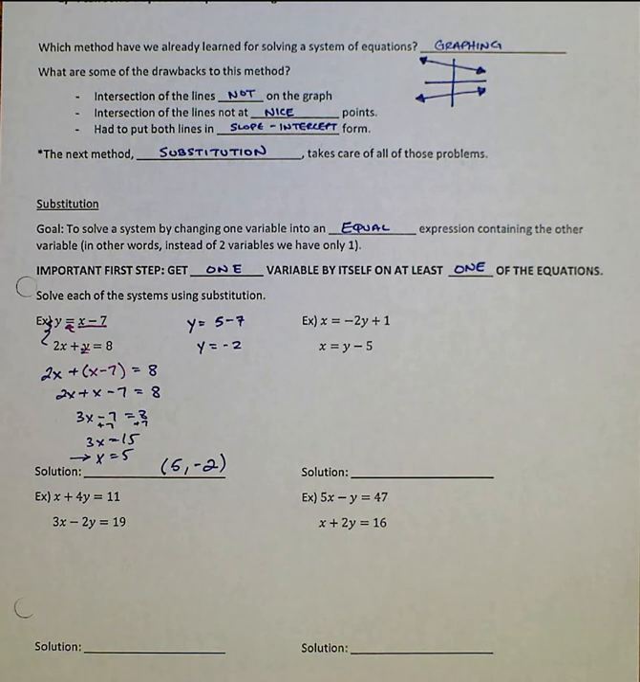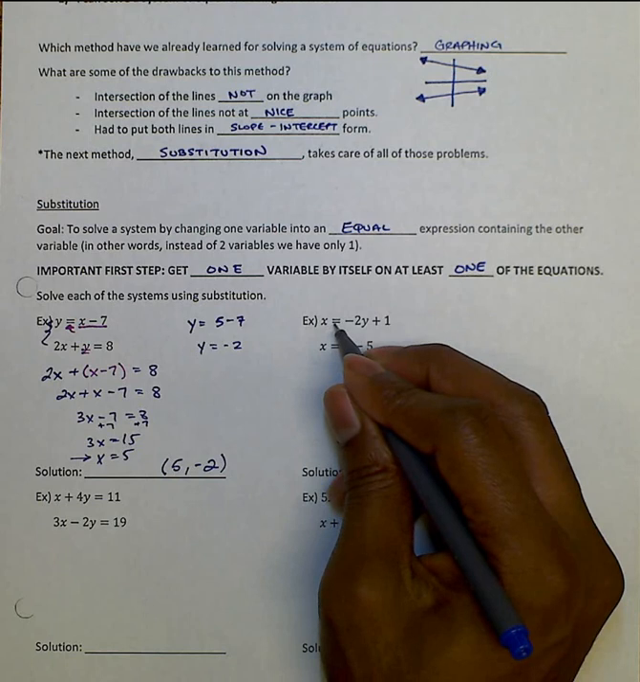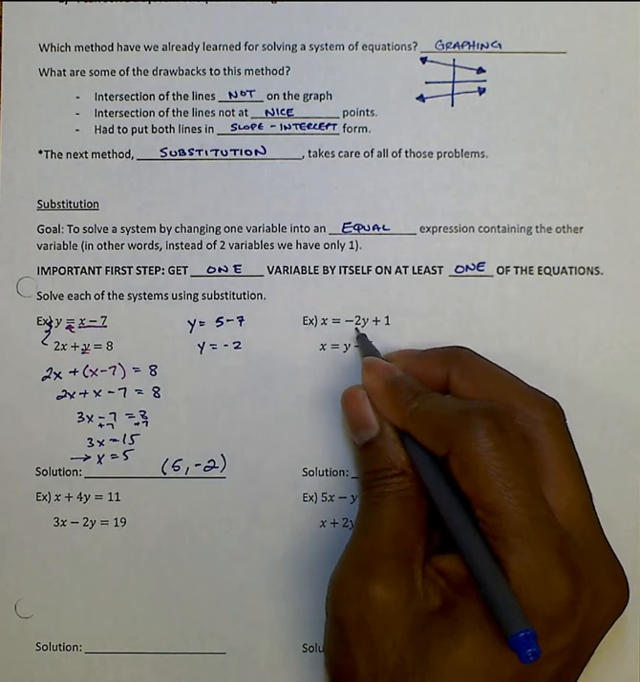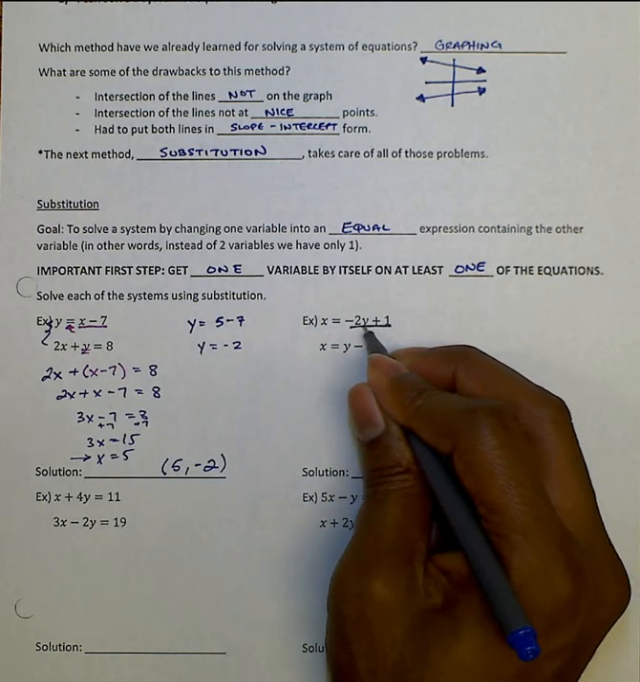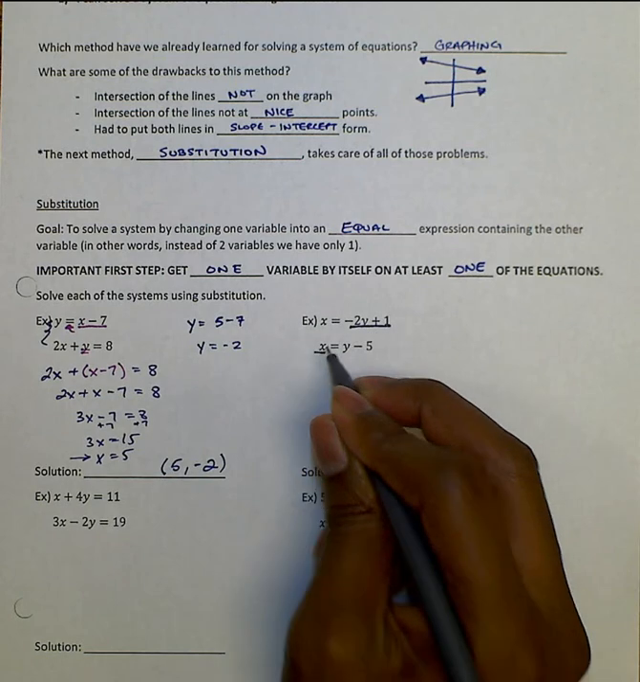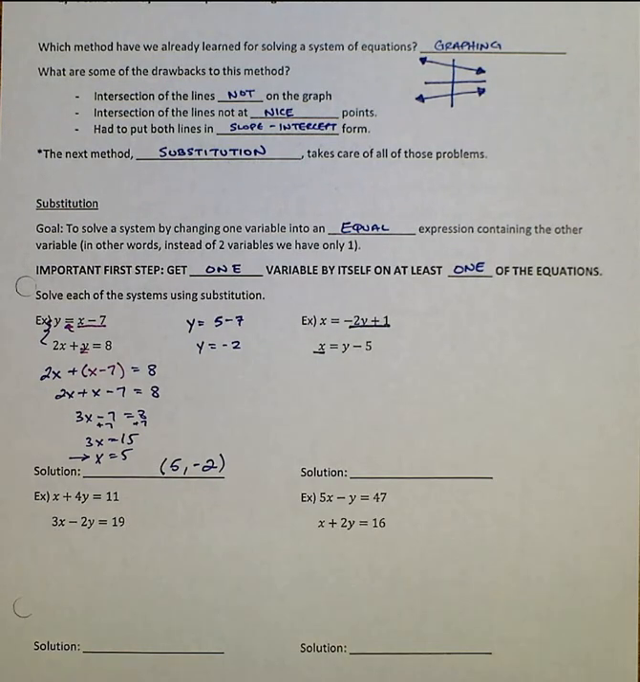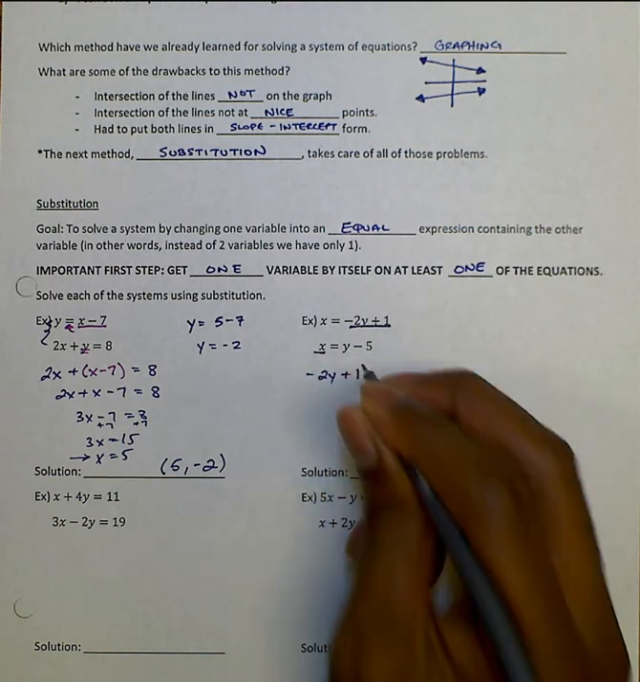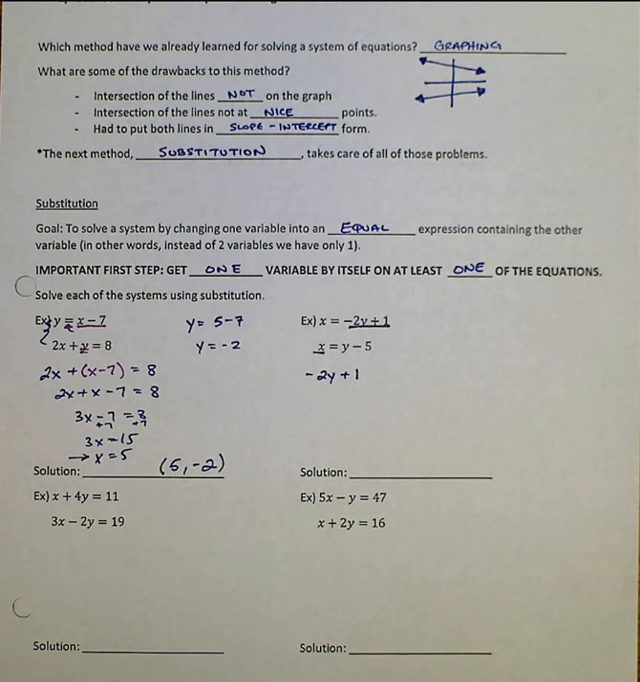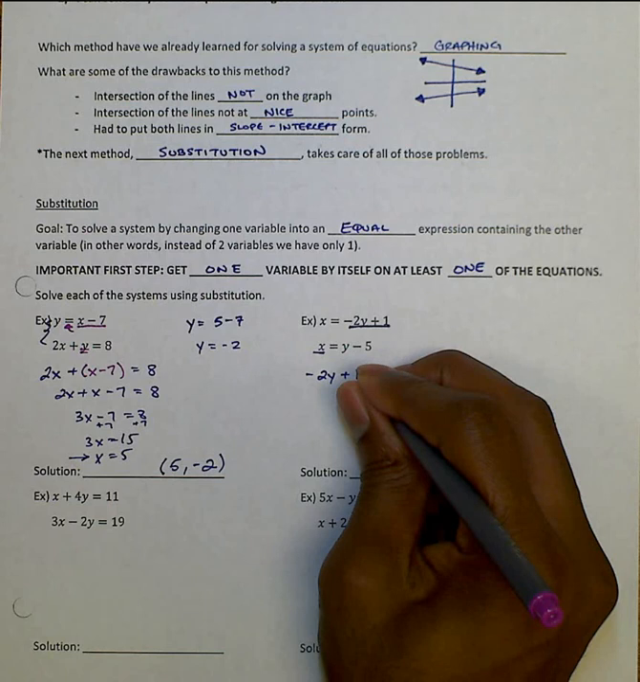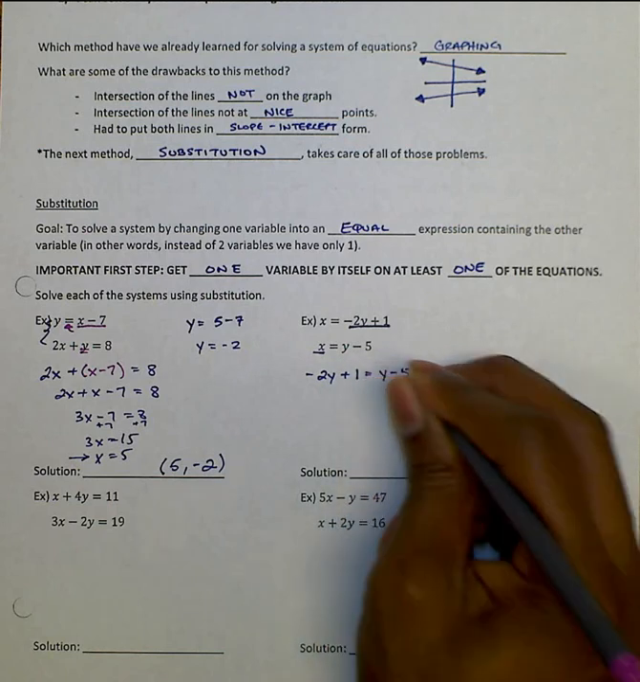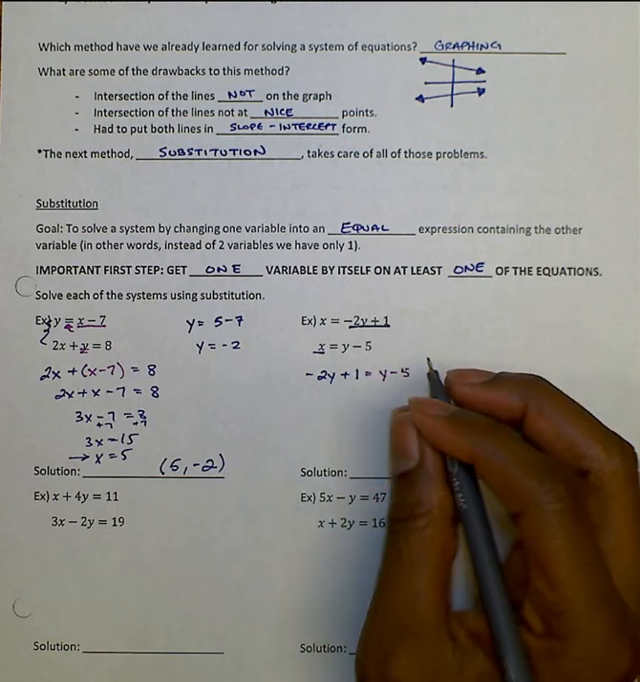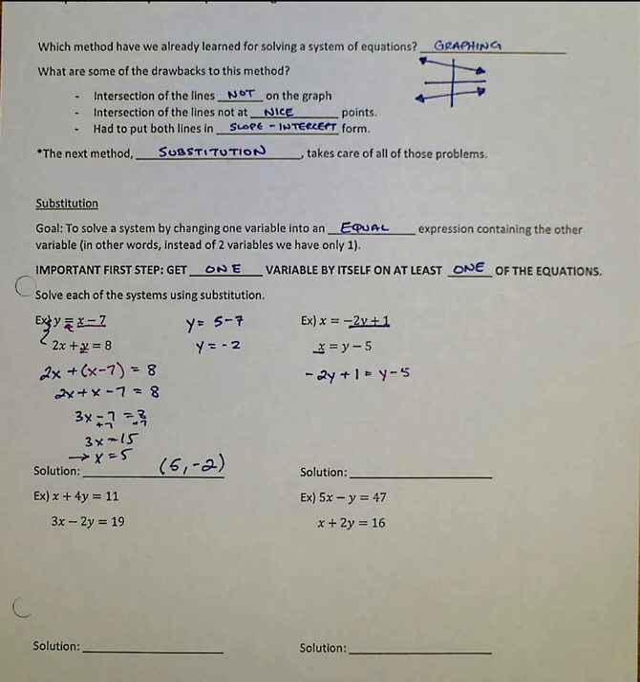X is the same as negative 2y plus 1. So now in my other equation, instead of writing x, I can substitute negative 2y plus 1 in for x. So negative 2y plus 1 equals y minus 5. Now we have an equation with just one variable, so we should be able to solve it.